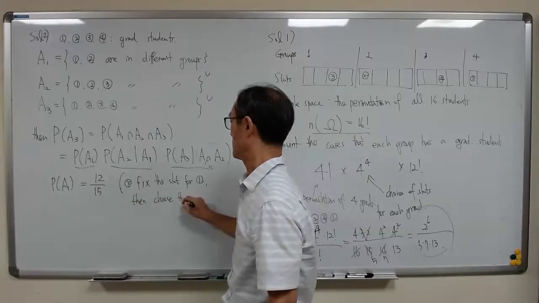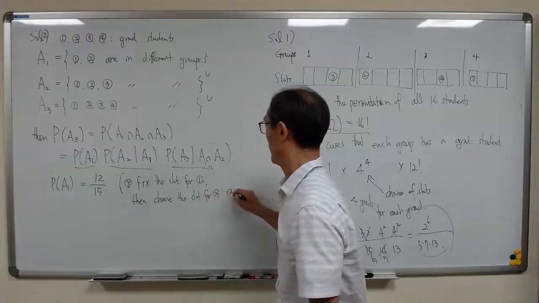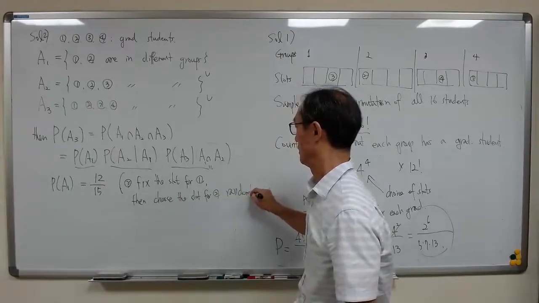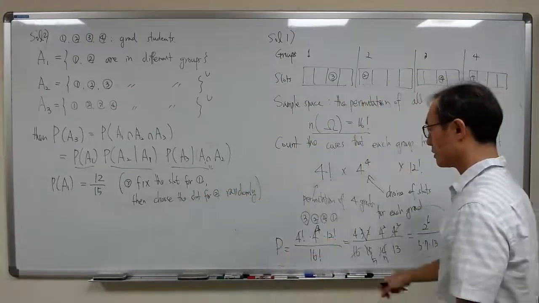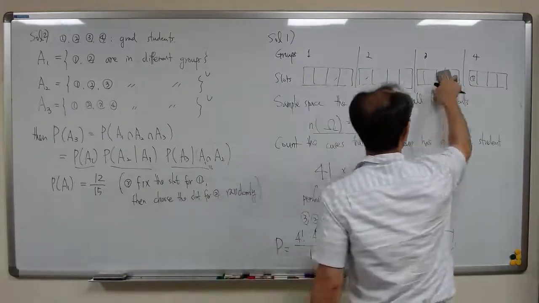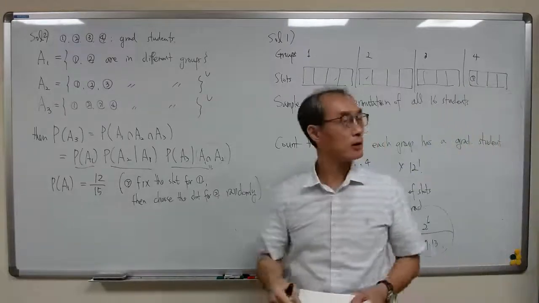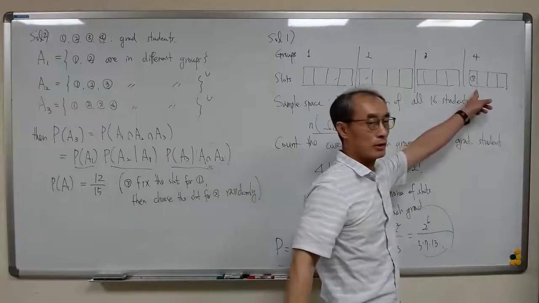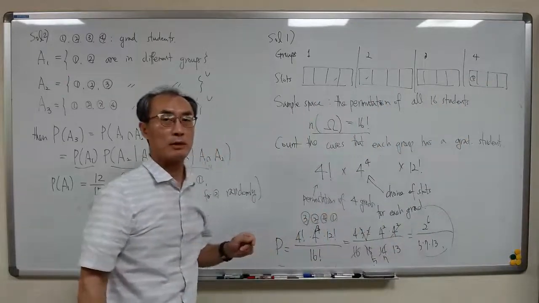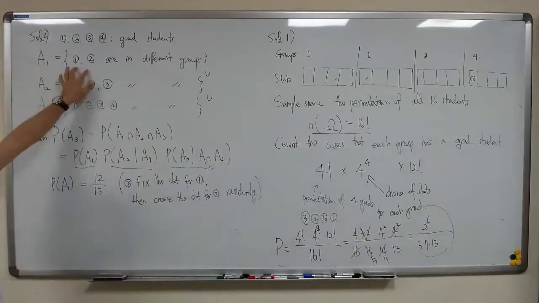Then choose the slot for number 2 randomly. For example, suppose graduate student number 1 is assigned to the first slot of group 4. Then what's the probability of A1? These two students, graduate student number 1 and number 2, are in different groups.